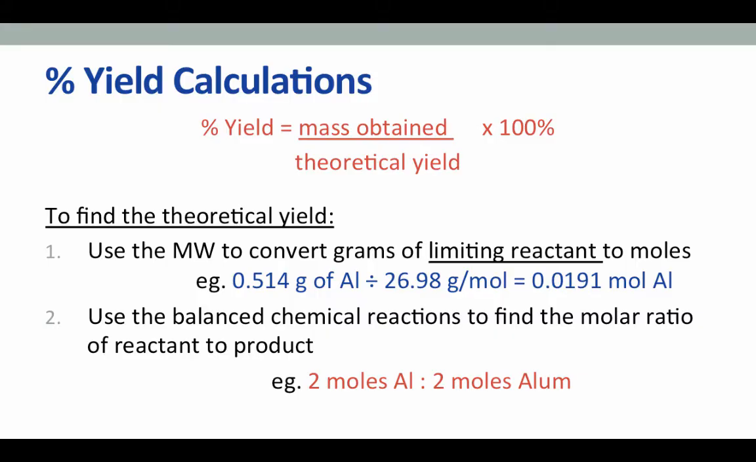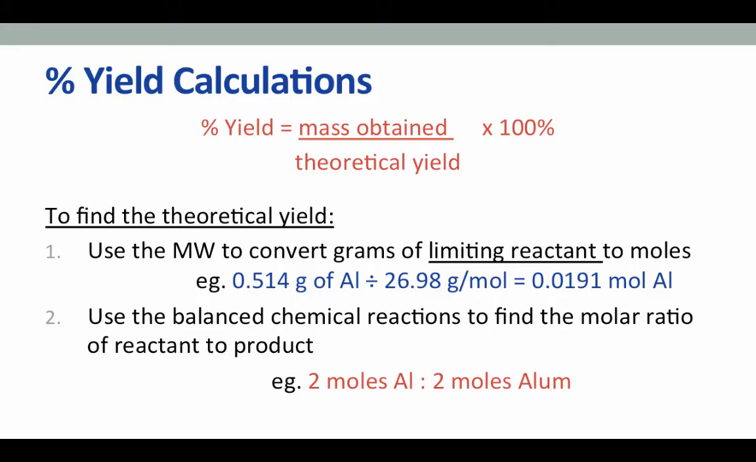To begin calculating theoretical yield, use the molecular weight to convert the grams of limiting reagent to moles. So in the case of your experiment today, the limiting reactant is the aluminum, the scrap aluminum that you begin with. So you will take the mass of aluminum, let's say you have about half a gram, so 0.514 grams, and divide it by the molecular weight of aluminum, which is 26.98 grams per mole.